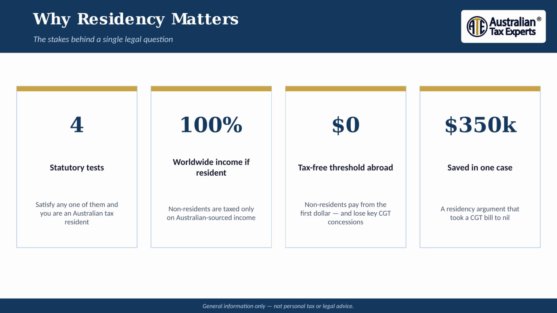$0. The tax-free threshold available to non-residents. Australian income is taxed from the very first dollar, and key CGT concessions disappear too. And $350,000. The CGT liability our office eliminated for one client with a residency argument. Interestingly, an argument that she had never stopped being a resident. We will come back to that.